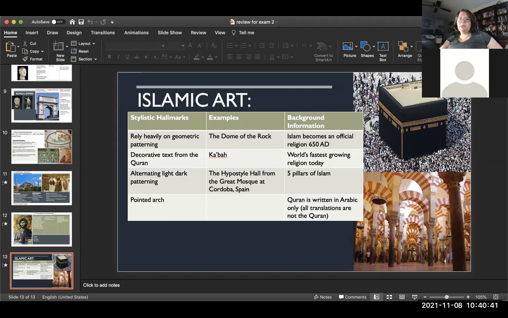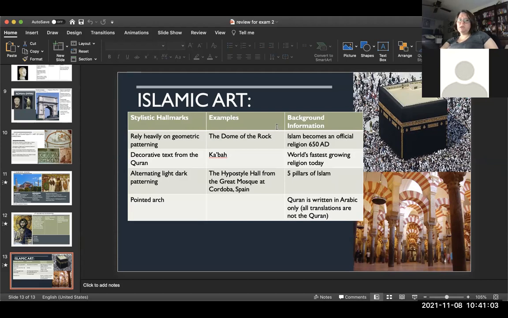That alternating light and dark pattern, like you see in the image in the lower right here, is something that we attribute to influence from Islam. The pointed arch, which I don't have an example here for you of a pointed arch, but it's just this arch with a point that comes from Islam.